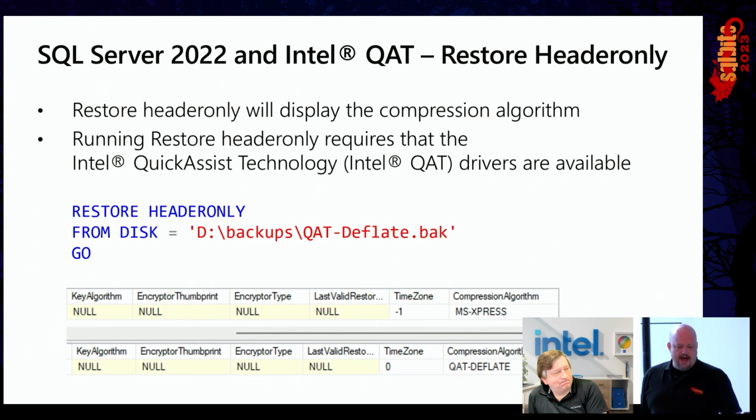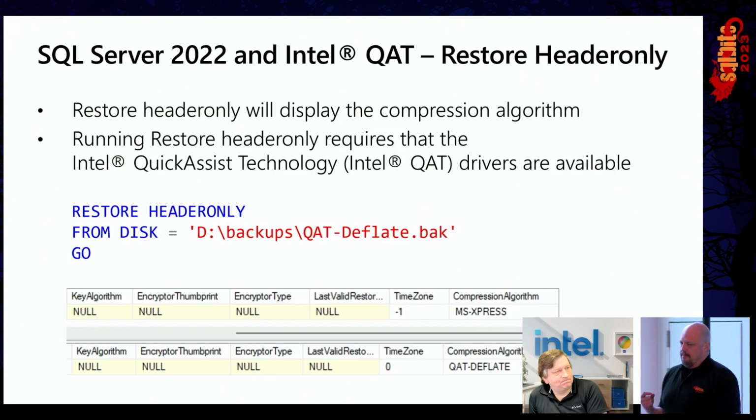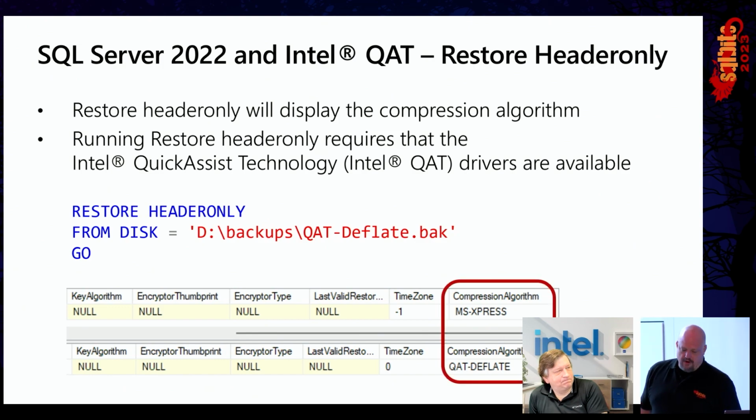Okay. Now, this is important. If you are leveraging the QAT technology, from a DR perspective, I'm going to bring this up again. I recommend having it on all of your DR machines because you cannot read a QAT compressed backup unless you have the Intel QAT drivers. I also recommend having those up to date. So if you were to do even a restore header only from disk for this backup, in order to see what I'm showing you here, which shows what the compression algorithm is, I need to have those drivers in order to do this, okay?